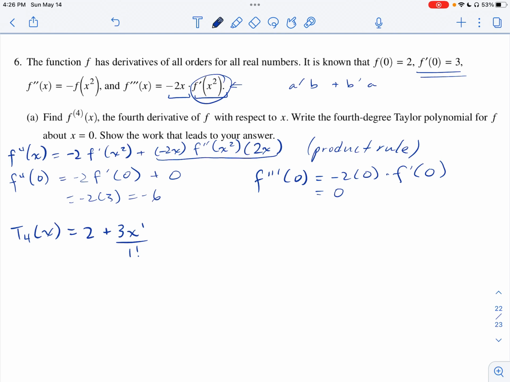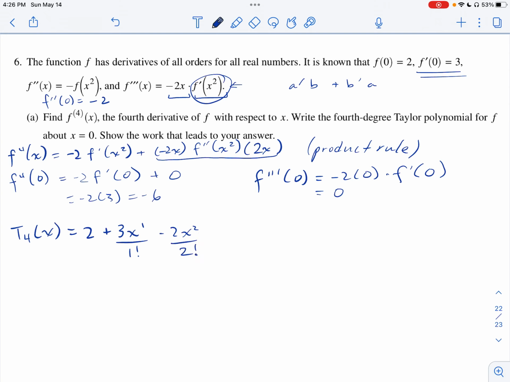Now we're adding to it our second order derivative evaluated at 0, which I didn't actually show, but probably should have, f double prime evaluated at 0 up here. This is going to be equal to negative 2. Okay, so this is going to be minus 2x squared over 2 factorial.